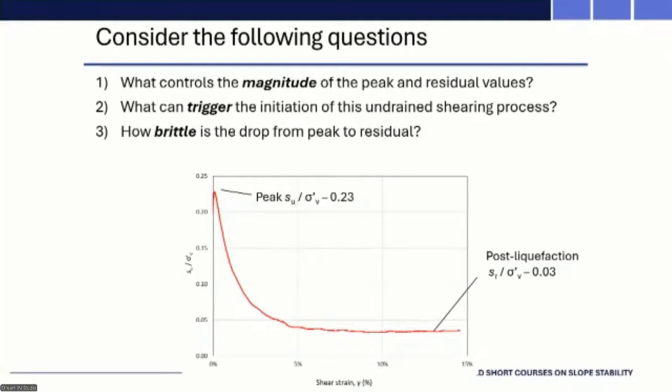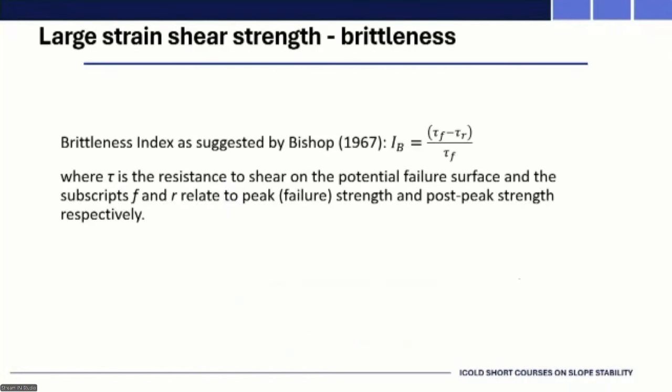And when people talk about brittle, they tend to focus on the difference between peak and large strain strengths. I'll show the definition of Bishop's brittleness index shortly. But to me, what is probably even more important is the strain range over which that occurs. And again, I'll try and draw that out a bit later on.